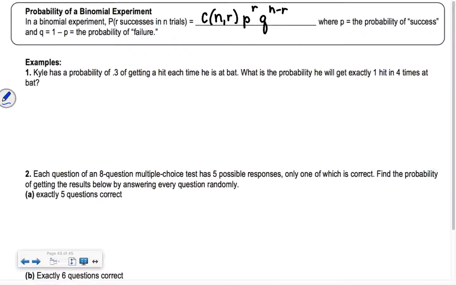But it's not always like that. So the probability of winning games and losing games is not always like 1/2, right? So that's what we have here. So it says Kyle has a probability of 0.3 of getting a hit each time he's at bat. What's the probability that he will get exactly 1 hit in 4 times at bat?